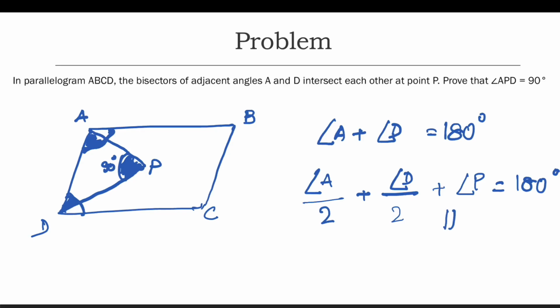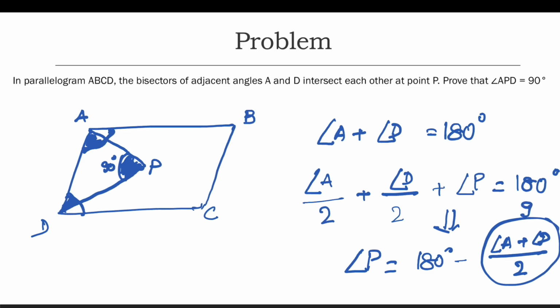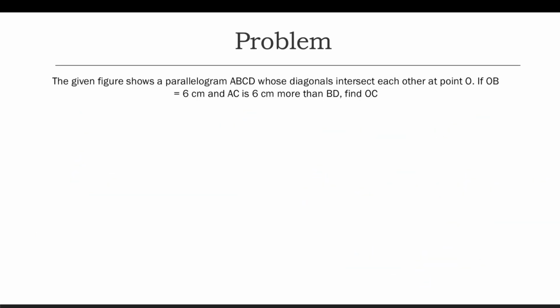So if we simply solve this, it will come as angle P equal to 180 degree minus (angle A plus angle D) by 2. This is nothing but 90 degree. So angle P is equal to 90. Clearer? So easy sum. Let's come to the next one. Again, this is also quite easy.